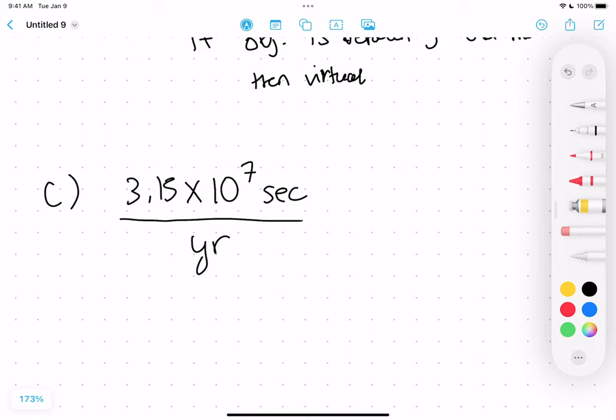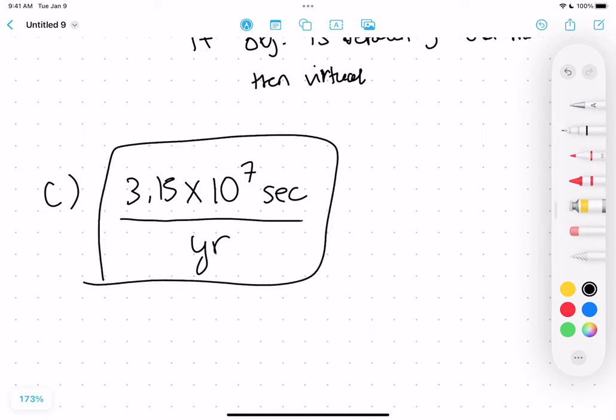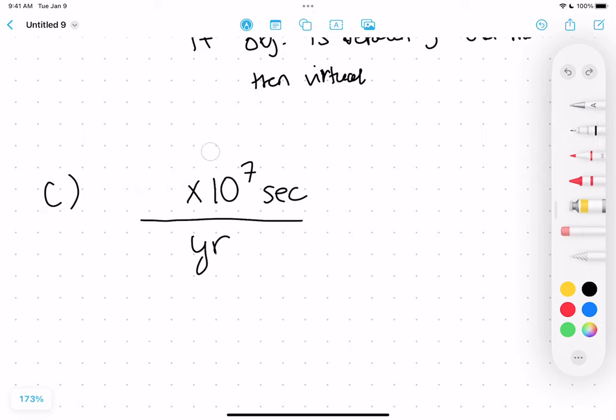But going back, so this is part C, and like I said, I think it's really important to just know this for the nuclear stuff, but I'll erase this here for a second because it's not relevant to the problem.